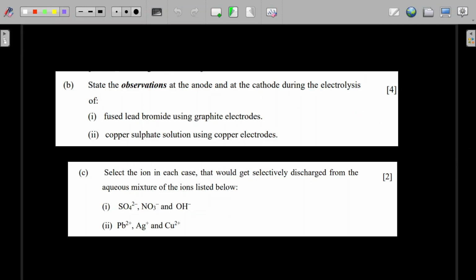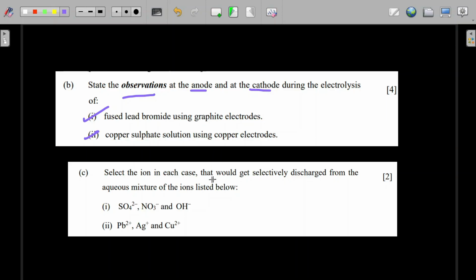Last question. Observations. Again, I think we have already discussed it. Observation at anode and cathode. You have to write them separately. You have to mention at anode, at cathode. Do not just write reddish brown fumes, silvery gray metal. At what electrode, what is the observation? Mention it clearly. Copper sulfate with copper electrodes: anode diminishes in mass and size, and pink metal deposits at the cathode.